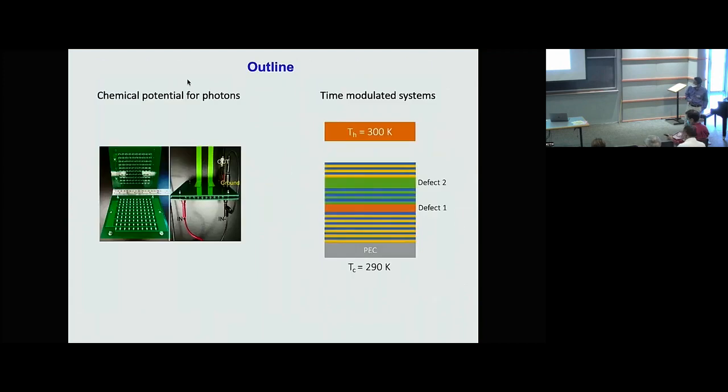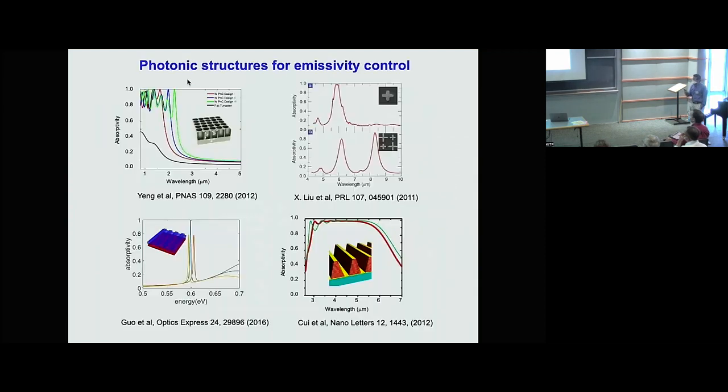So maybe I will spend the last 5 minutes or so going through the second part of my talk, where I'm going to switch gears and talk about thermal radiation in time-modulated systems. You've heard a lot of work on designing photonic structures for emissivity control. These structures are typically static, or even when they're dynamic, you are just modulating at a time scale that's relatively slow. What I'd like to show is some of the interesting consequences when you modulate these systems, perhaps on the order of a gigahertz time scale.